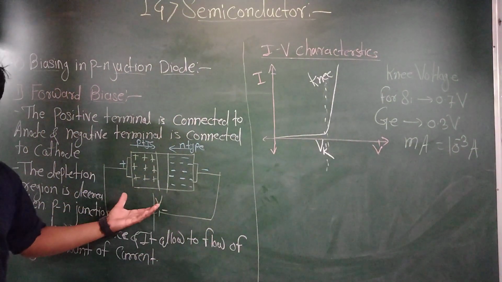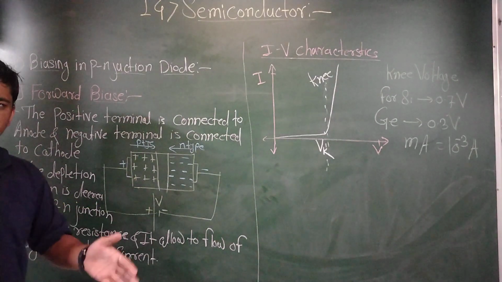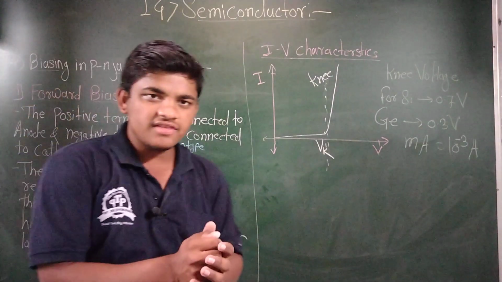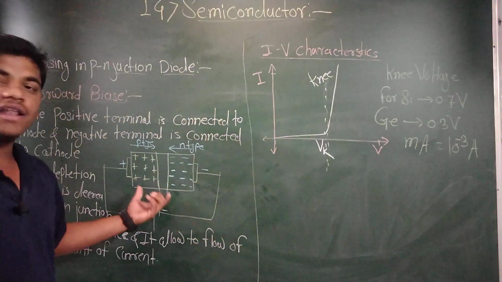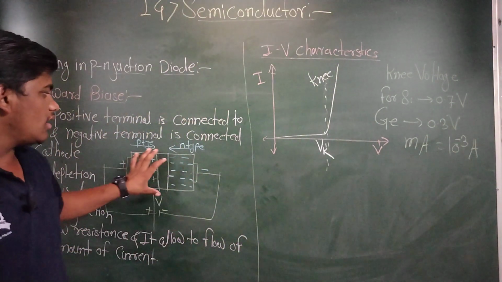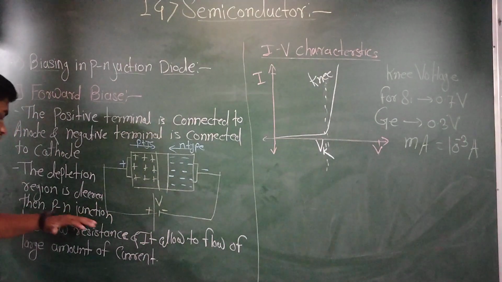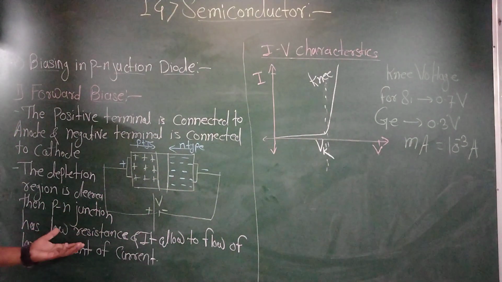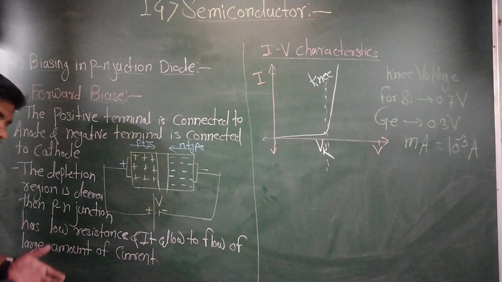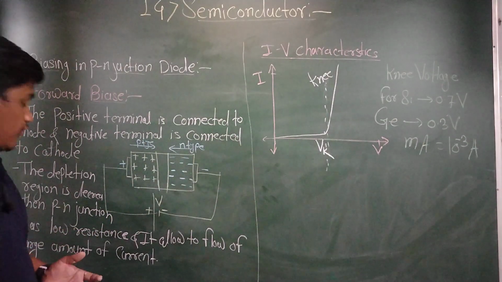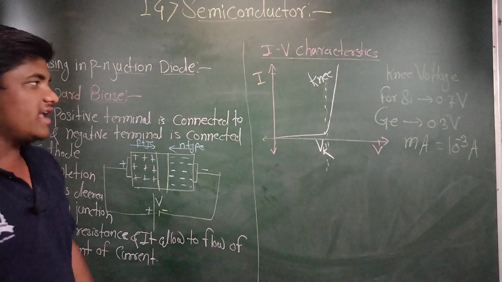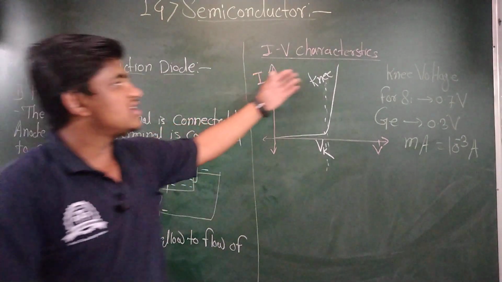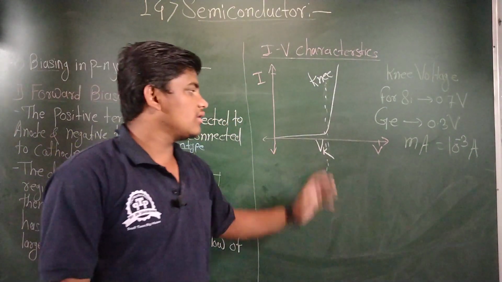In forward biasing connections, the depletion region gets decreased. When the depletion region decreases, the PN junction has a low resistance. If the PN junction has a low resistance, it allows a large amount of current to flow across the PN junction. And we have discussed the IV characteristics.